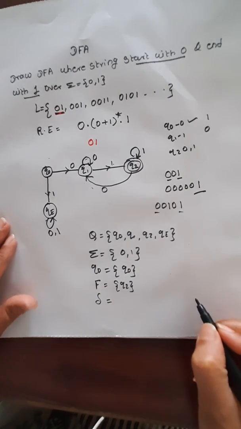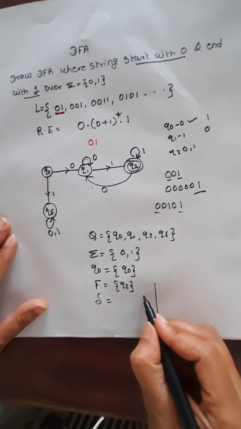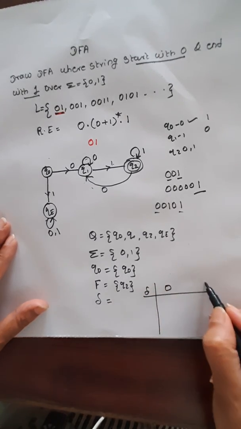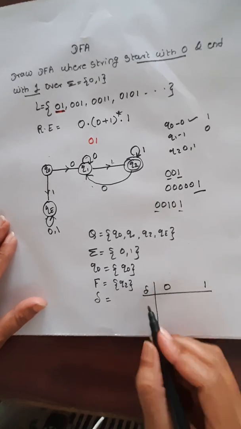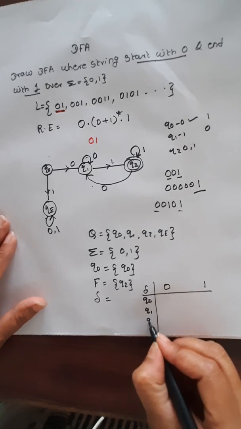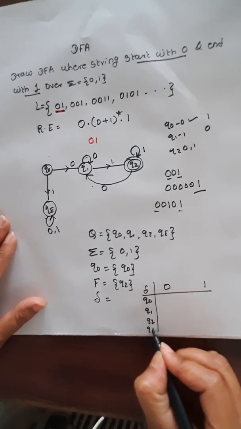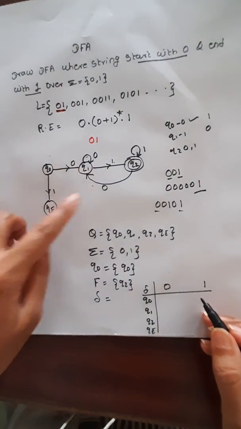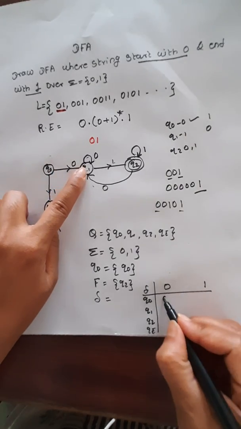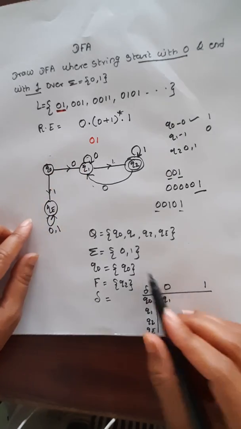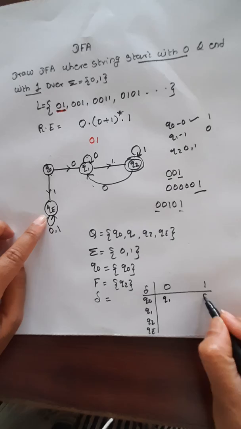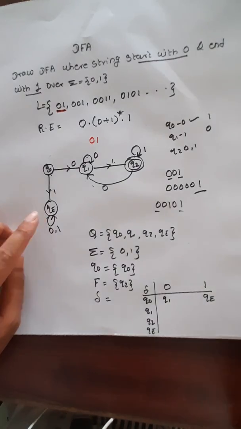So what is the transition mapping? For that we are drawing the table here. Here you have to draw the input alphabets 0 and 1, and here you have to draw the states of the given DFA: Q0, Q1, Q2, QE. And just look at the DFA, Q0's 0 transition, where does it move? Q1, write down Q1. Q0's 1 transition, where does it move? QE, the error state, write down that.